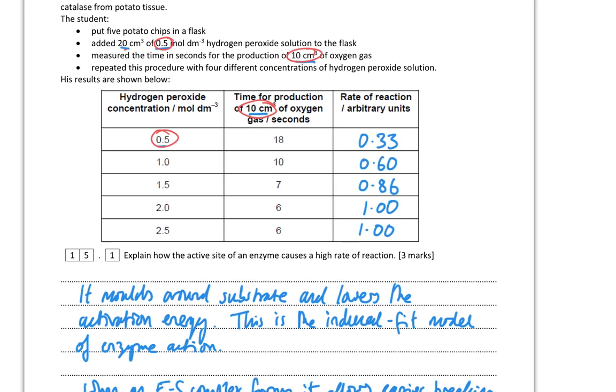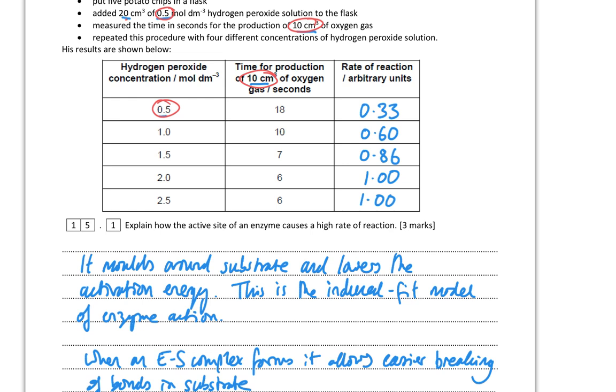I know the stuff. How do active sites of enzymes work? So I wrote it in a bit of a backwards way, but yeah, it uses the induced fit model. It molds around the substrate to lower the activation energy. When it forms ES complexes, it means it's easier to break bonds in the substrate.